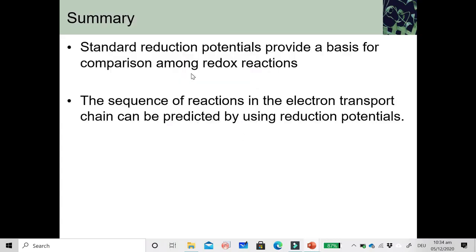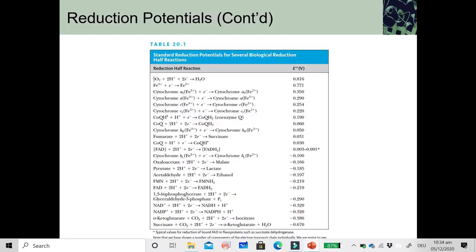Standard reduction potentials provide the basis for a comparison among redox reactions, and the sequence of reactions in the electron transport chain can be predicted by using the reduction potentials. The one with a higher reduction potential is the one that's going to act as an oxidizing agent. Or ultimately, you can say that the electrons will be transferred from those with lower reduction potentials to those with higher reduction potential. And that is why oxygen is the ultimate electron acceptor in aerobic respiration, because it has the highest, the most positive, reduction potential of 0.816 volts.